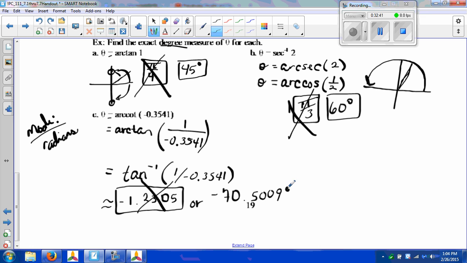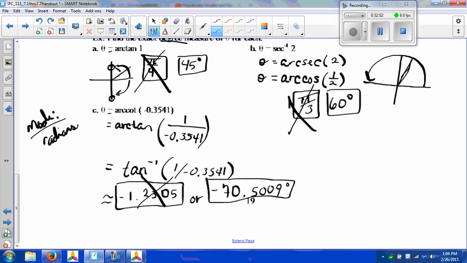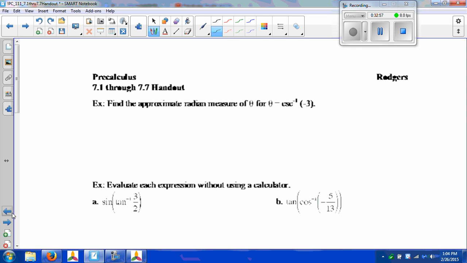And then don't forget your degree symbol. So radians do not need a symbol. You can write rad after it or radians after it if you would like, but they're not required. They have no units. But degrees do have a symbol. Then you must follow it.